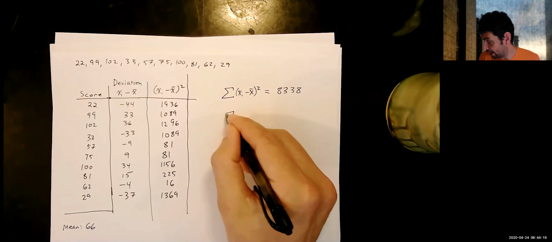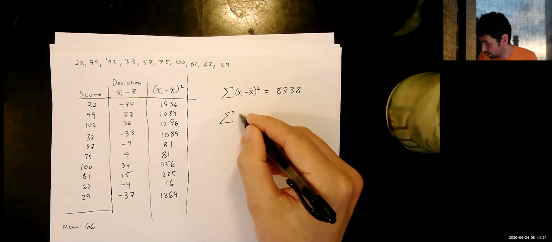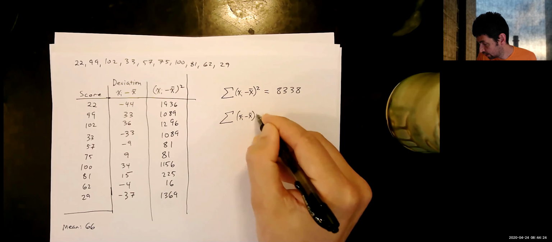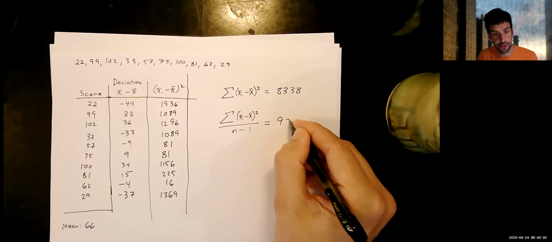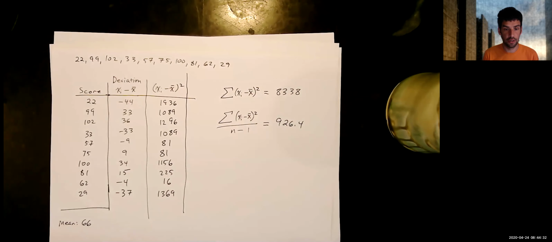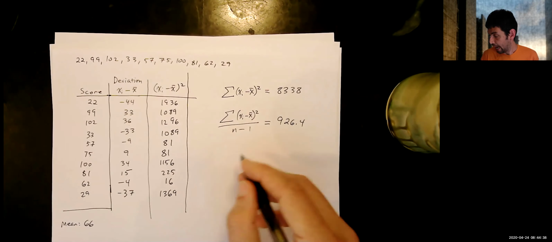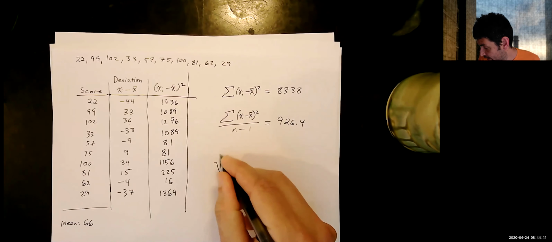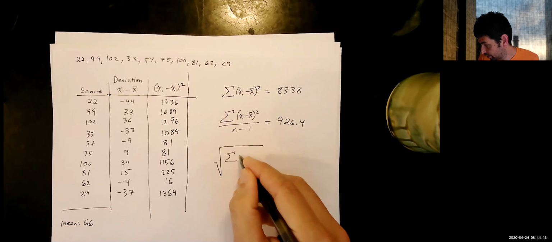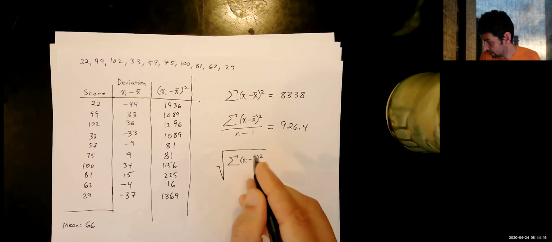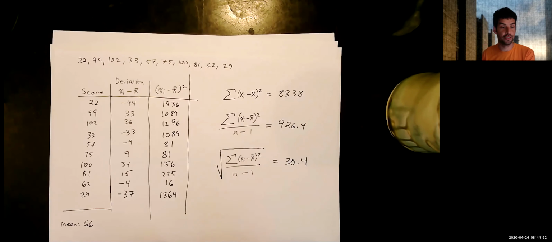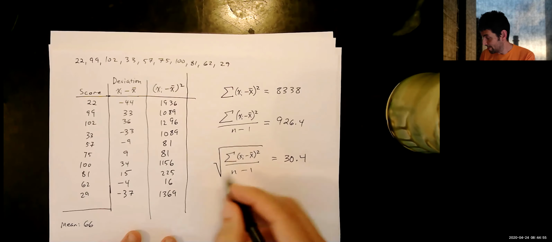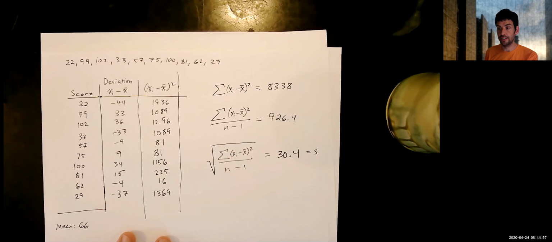Then I'm going to divide by n minus 1, and I get 926.4. And then finally, I take the square root, and in this case, I get 30.4. Okay, this is my standard deviation.